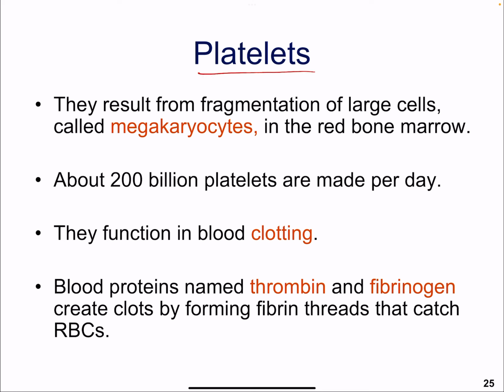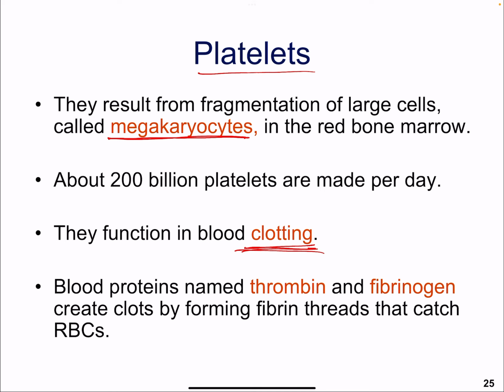How about the platelets? The platelets come from the red bone marrow, where some blood cells called megakaryoblasts become megakaryocytes. These megakaryocytes are the ones that become fragmented. All right? So these fragments make up the platelets or thrombocytes. These thrombocytes' job is going to be to do blood clotting.